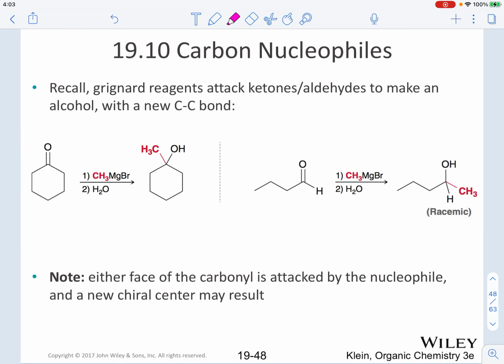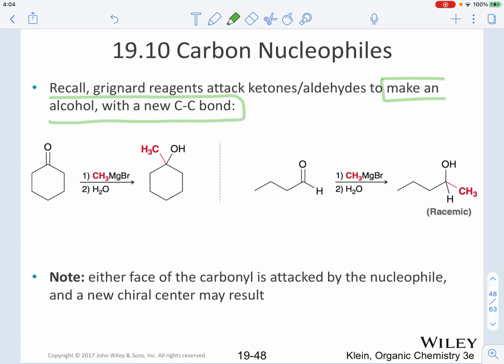Let's now explore carbon nucleophiles in our system. Now, understand that Grignard reagents can attack aldehydes and ketones to make an alcohol, but more importantly, not only are we going to form an alcohol, we are also going to make a new carbon-carbon bond.